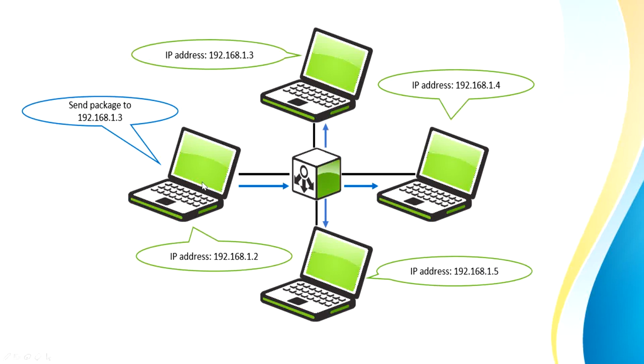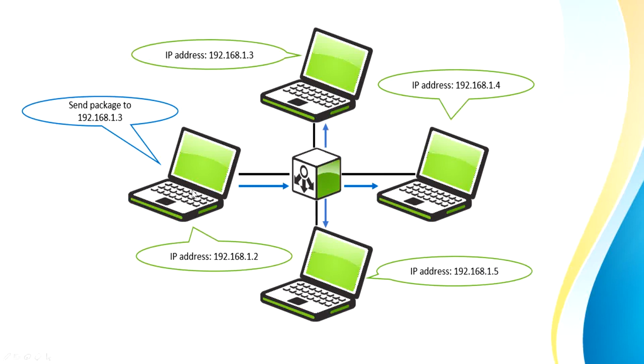Now in this case we can see we have 4 nodes, or you can call them hosts or end devices, and each node has an IP address. What this IP address actually is, we will see in a while, but right now what is the situation? We have 4 machines, and each of these 4 machines has a unique address, which is called an IP address.